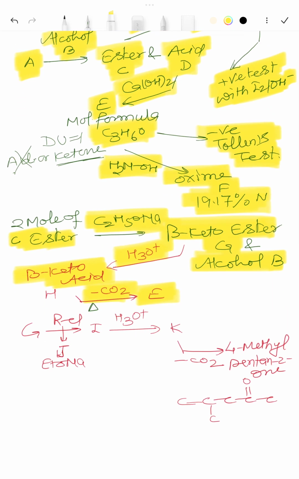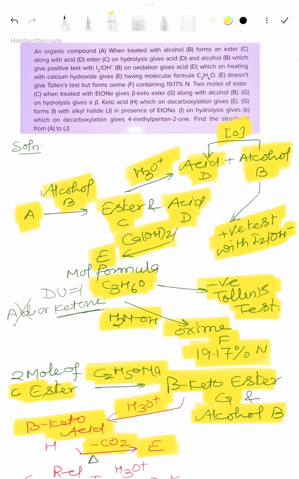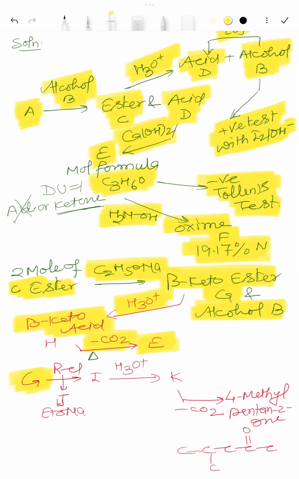Now let's start again from G. What is compound G? G is a beta keto ester. And beta keto ester, when reacted with RCl, gives I. What is R? I don't know, but let's see. And I, when it reacts with H3O plus, then K will form, and K when heated releases CO2 and the final compound formed is 4-methyl pentan-2-one.